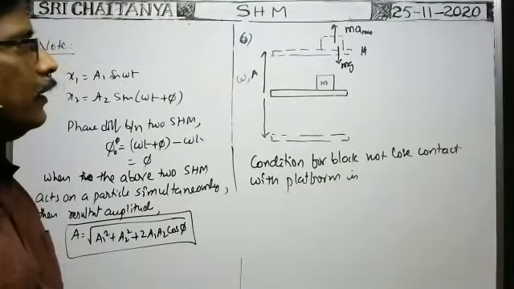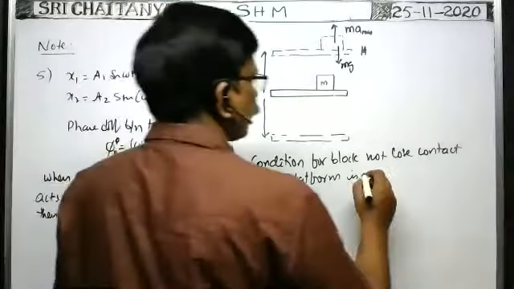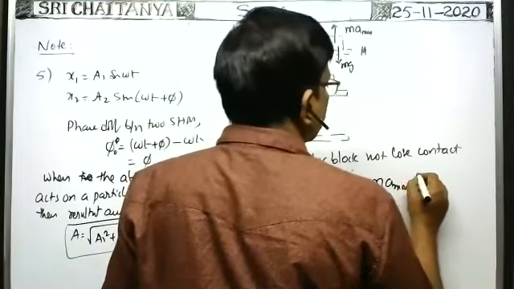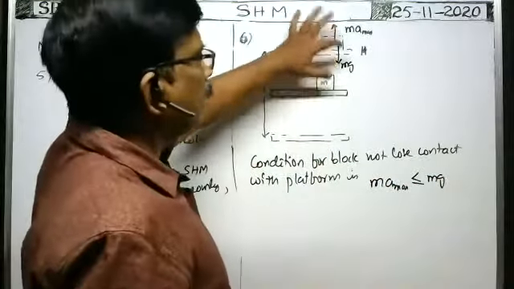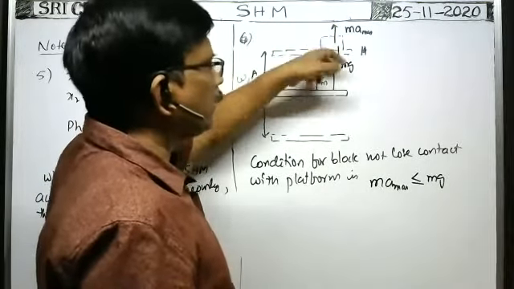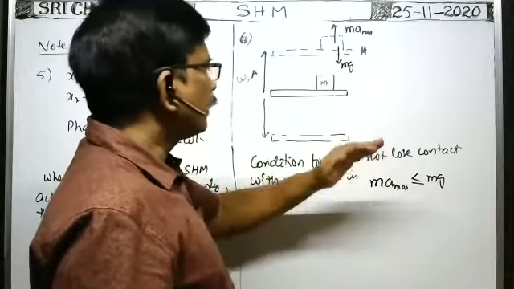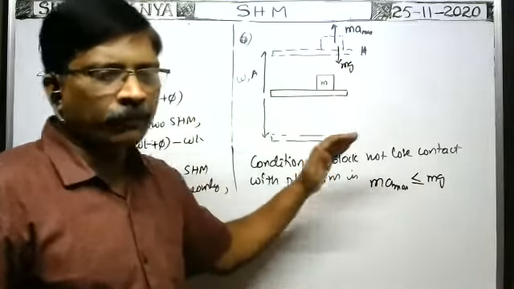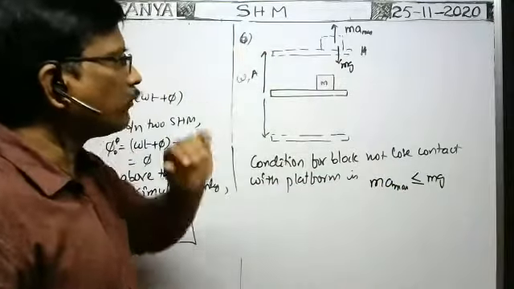m a max can be equal to mg or should be less than mg, right? m a max less than or equal to mg. If m a max is equal, it is just in contact; if it is less, mg is greater, so still it is maintaining contact. That's why m a max equal to mg or less than mg, then only the block is always in contact with the platform. So this is the condition for the block not to lose contact with the platform.